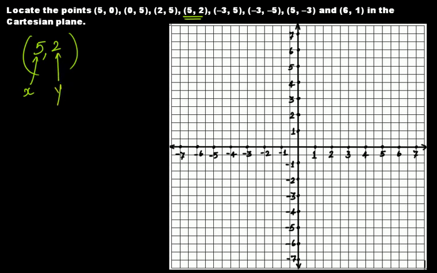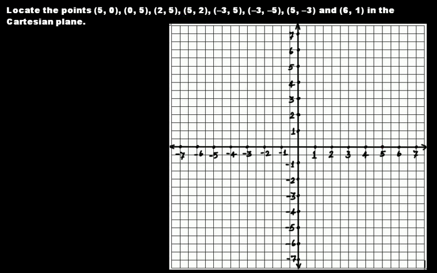Okay, so on the x-axis we have to travel 5 units. So 1, 2, 3, 4 and 5 units, and from this point 5 you have to travel 2 units on the y-axis. So 1 unit and 2 units. So this comes here. Okay, so if you want to connect this, this is the point (5, 2).